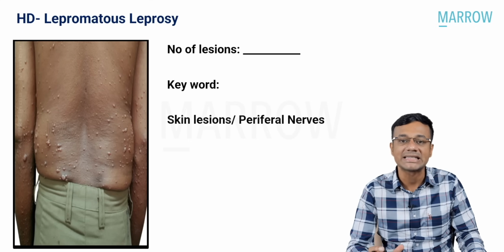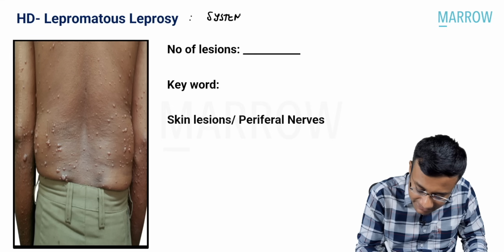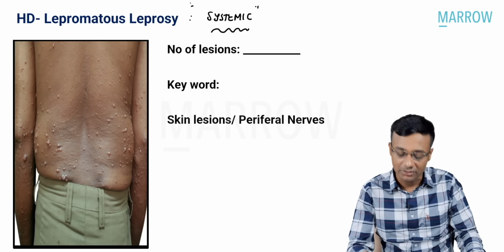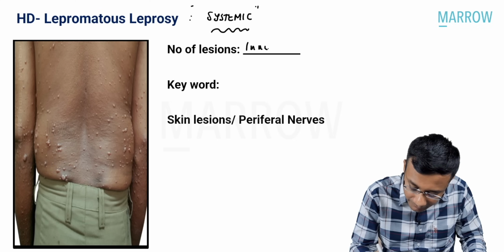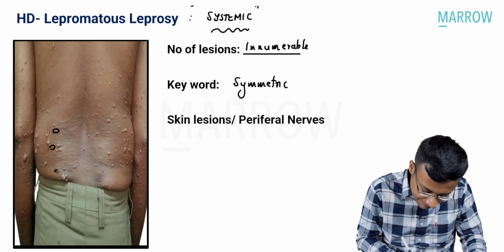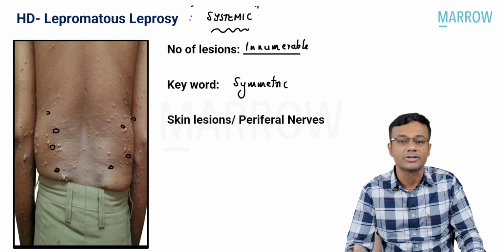Both skin lesions as well as peripheral nerve involvement tend to be symmetrical in BL leprosy. When we come to lepromatous leprosy, please remember students, it's a systemic disease. That means not only skin is involved, you also have nerve involvement and organ involvement. The number of lesions here are innumerable. That means we can't even count them. And here we always use the word symmetrical. So we have symmetrical thickening of the nerves and symmetrical distribution of macules, papules or nodules.